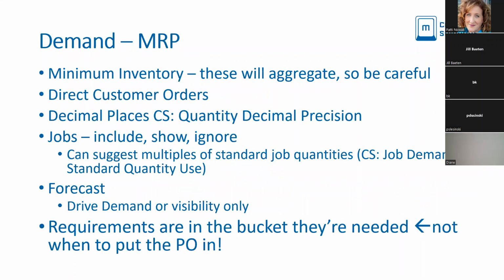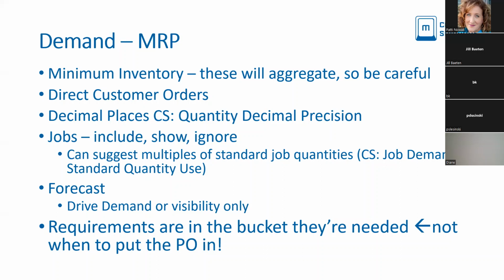So let's start with demand. What are some of the demand drivers in MRP? Well, things like minimum inventory, customer orders, jobs, minimum job quantities, scrap factors, these all add up to create recommendations of how much material you will need to meet your production requirements. And of course, it's extremely reliant on accurate data. And it can aggregate. For example, minimum inventories and scrap levels can burn you because they're calculated part by part and they can aggregate together.